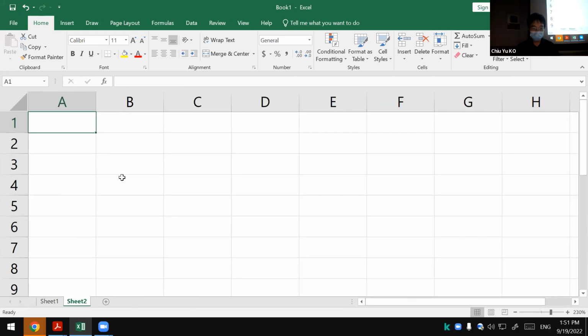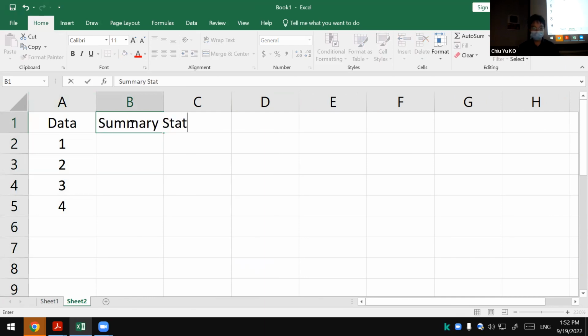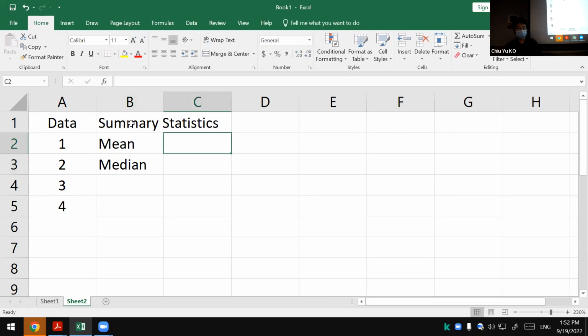So here usually what you get is you have data. Maybe the data is stored in a horizontal format 1, 2, 3, 4. And you want to know some summary statistics, right? You want to know the mean, you want to know the median. And of course, you really don't want to repeat yourself, typing the formula, turning the data into the formula, right? So how do we go about that? It is what we call cell referencing.